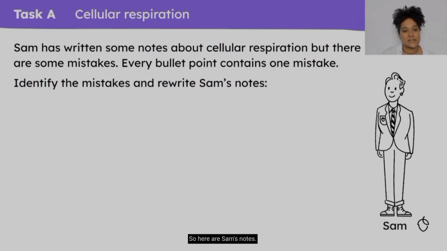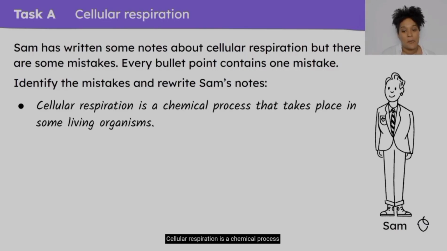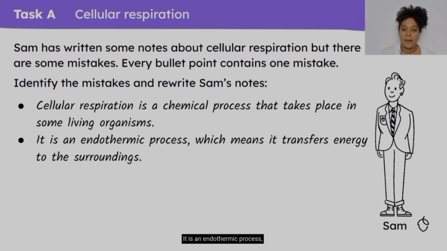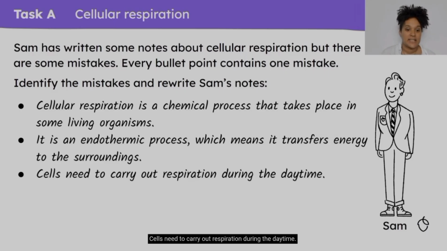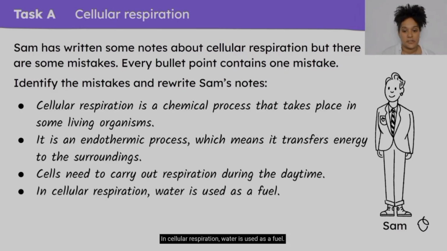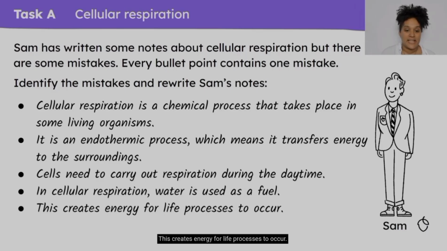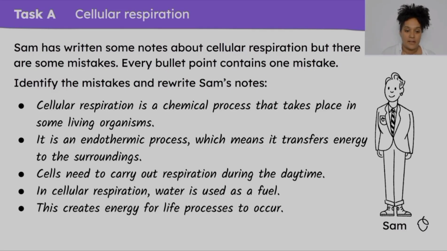So here are Sam's notes. Cellular respiration is a chemical process that takes place in some living organisms. It is an endothermic process, which means it transfers energy to the surroundings. Cells need to carry out respiration during the daytime. In cellular respiration, water is used as a fuel. This creates energy for life processes to occur.